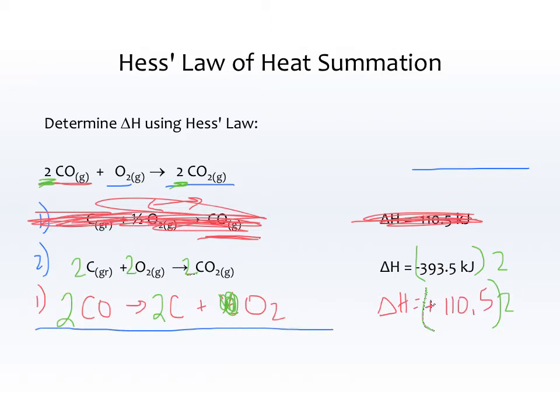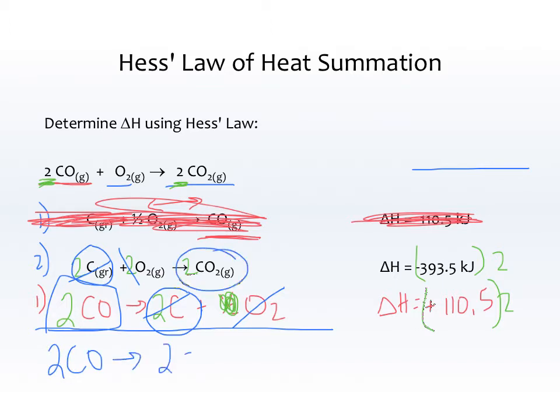I see that there's 2 carbon graphites on the left and 2 carbon graphites on the right. Those cancel. I see that there's 2 oxygens on the left and 1 oxygen on the right. One of them cancels, and the other, only one of them cancels. What's left over is 2 CO and 2 CO2.